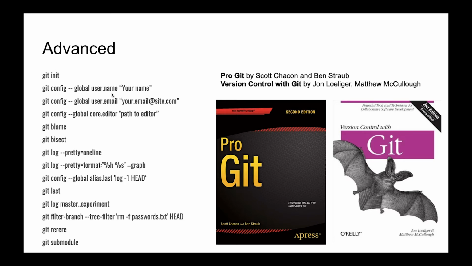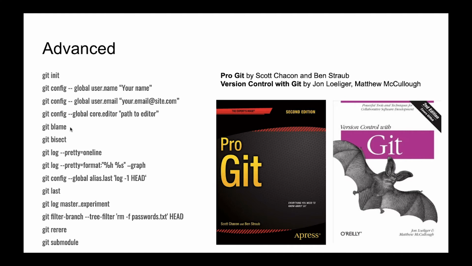Also, we already used two commands to configure your name and email, and there is one more: core.editor. By default, as you remember, Git opens the editor vi, but it's very old and not the best option. So here you can configure the path to your editor and call, for example, Sublime or Notepad++.